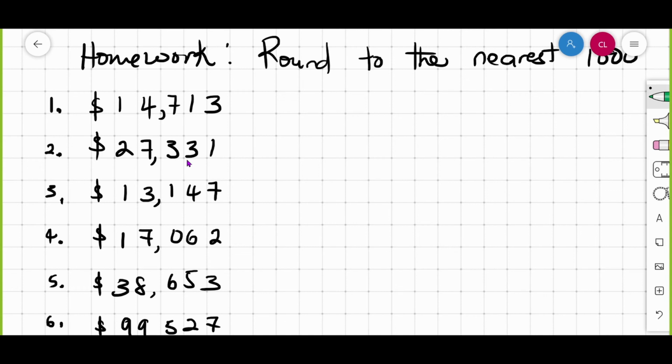$27,331. And you're rounding to the nearest. Nearest what? 1,000. Nearest thousand. What amount? 13,147. Good. 47 yam, pumpkin, carrot, what? Dollars. Okay. Number 4.